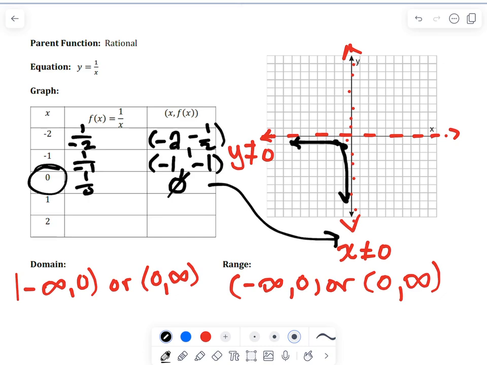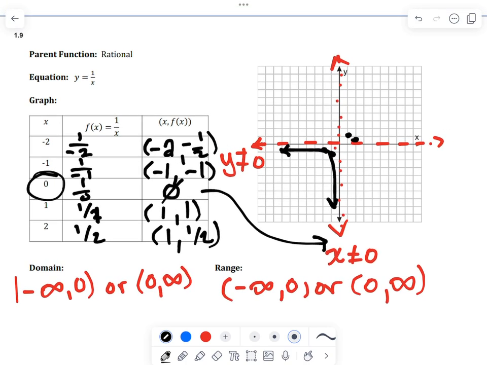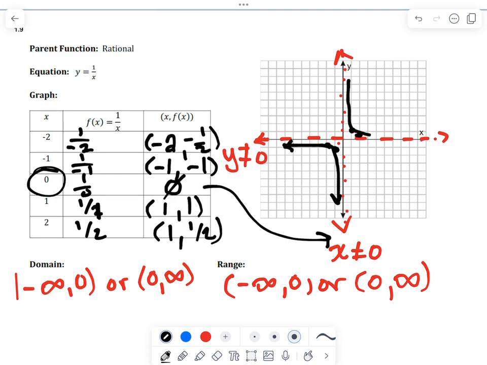Now we're going to evaluate for 1 and 2. So we get (1, 1) and (2, 1/2). When we graph those, there are our 2 points. And again, those points are going to go right up against the red asymptotes.